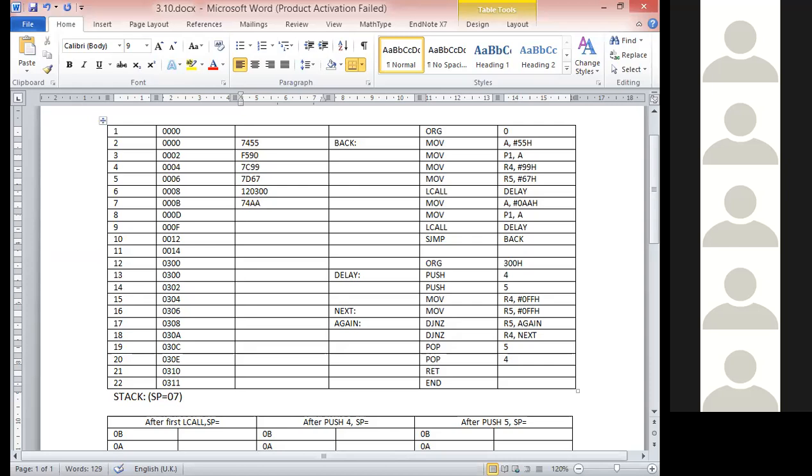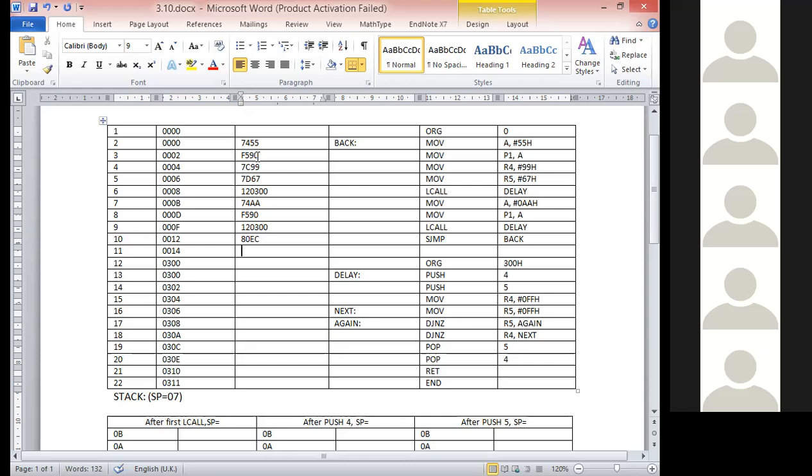Again, we are moving something to a port. Then it is F590. Again, we are calling the delay, 120300. Tell me the opcode for this one. It will be 80, and after that, finish the opcode for me. EC. EC, sir. Exactly. It will be EC.